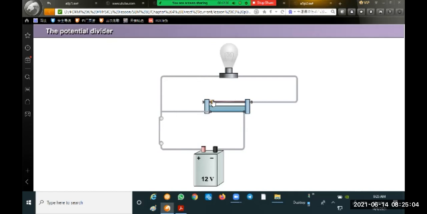So what I can do, let's observe once I reduce. When I move the slider from left to right, this means that I increase the resistance. Once I increase the resistance, this means that less current flows through the rheostat, and the rest of the current will flow through the bulb. So the current flowing to the bulb increases and causes the bulb to light up.